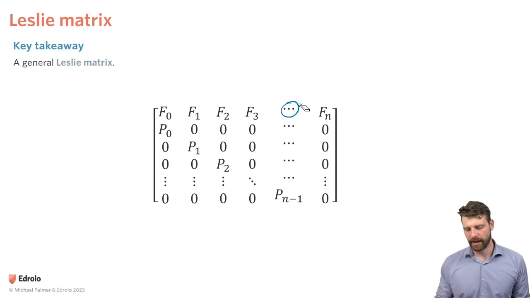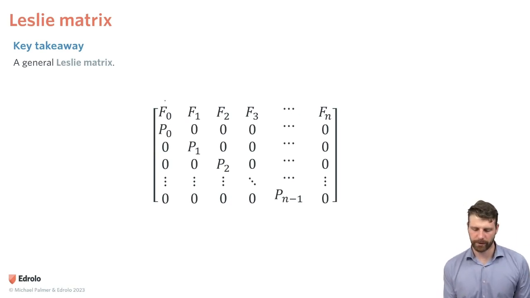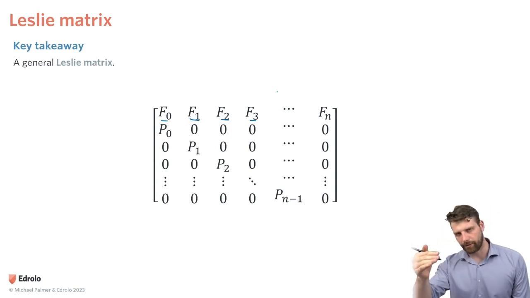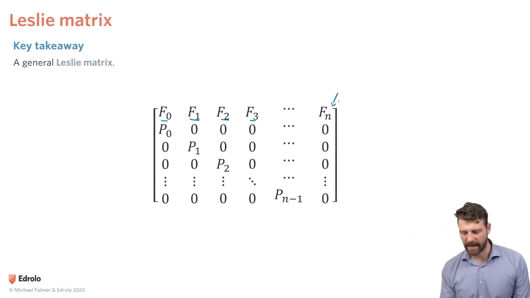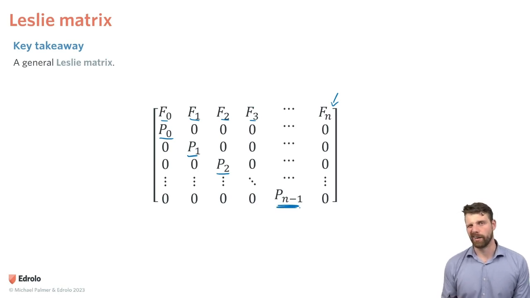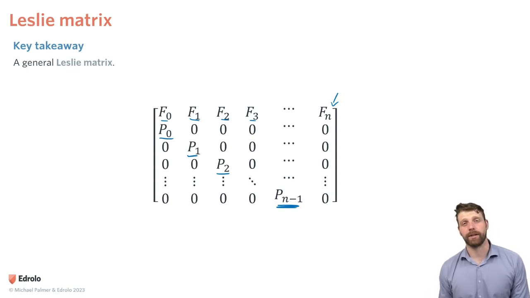This is called an ellipsis. It means this pattern continues. So what I'm trying to show you here is F0, F1, F2, F3, and the next one will be F4, and the next one will be F5, and so on up to some nth value. Likewise, here we've got the survival rate of the 0-year-olds, the 1-year-olds, the 2-year-olds, and here the n-1-year-olds. There are zeros everywhere else in that matrix. So yeah, that's the general one.